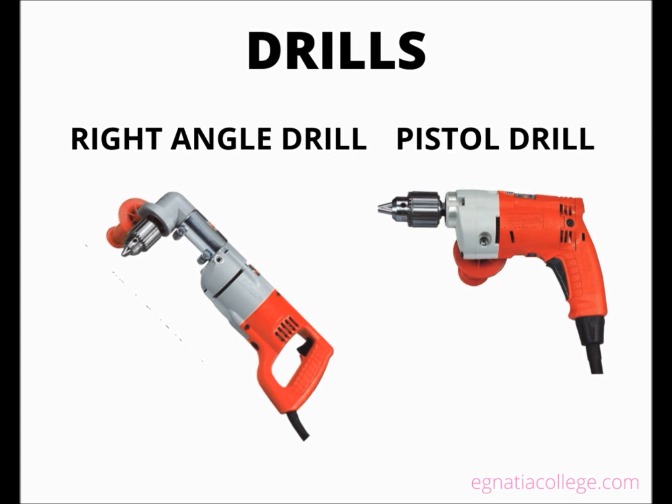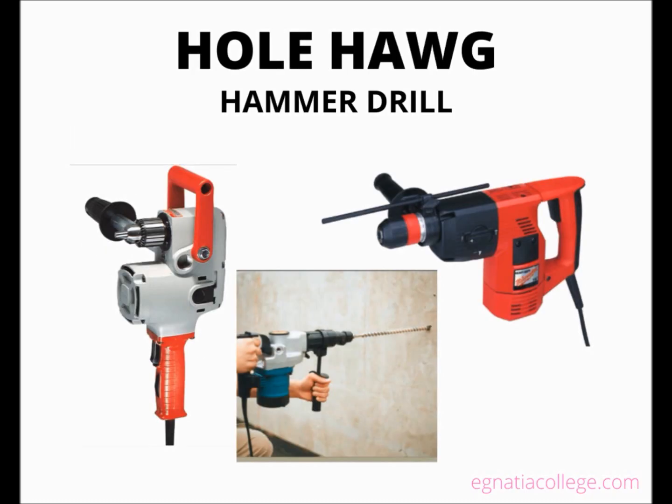A pistol drill gets its name because of its design, which looks like a handgun. Hole hog. Has a fixed drill chuck position tucked further in its body for drilling in tight spaces. It is a compact and powerful drill that drills through wood easily, which increases productivity.